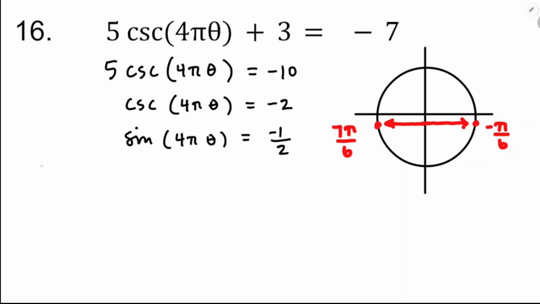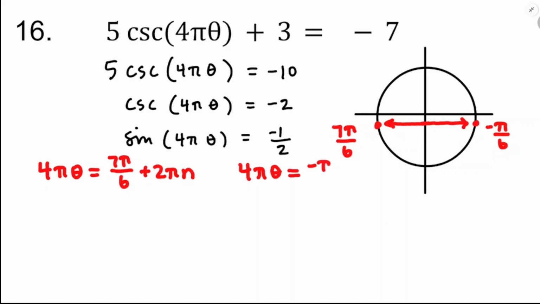So either 4 pi theta is going to equal 7 pi divided by 6 plus 2 pi n, or 4 pi theta is going to equal negative pi over 6 plus 2 pi n. And I'm going to divide by 4 and pi.